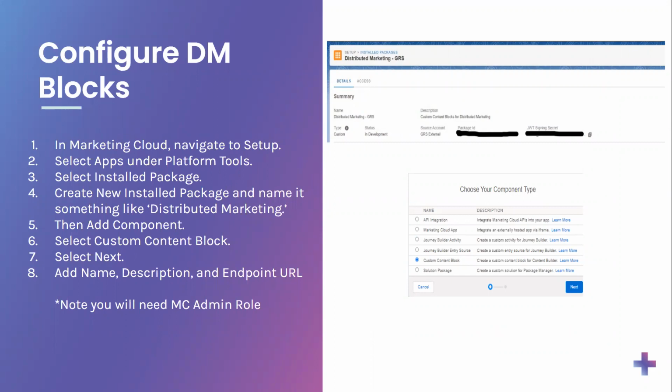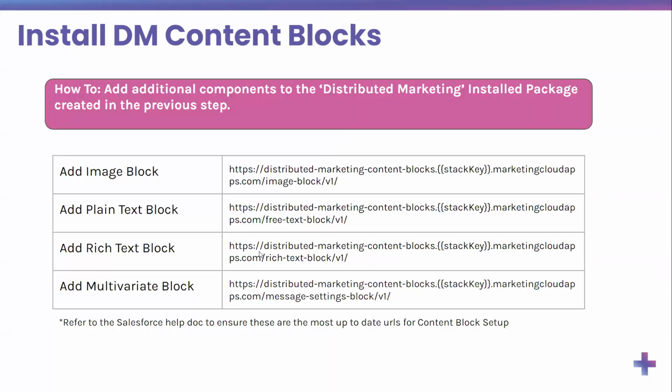Underneath Apps, you have the ability to create new install packages, and you'll want to name it something you're familiar with, maybe along the lines of distributed marketing, and then add a component. You will be setting up a custom content block. And on the next screen, you're actually given the ability to add a name, a description, and an endpoint URL. Of note, you will need to be a Marketing Cloud administrator for this particular configuration.